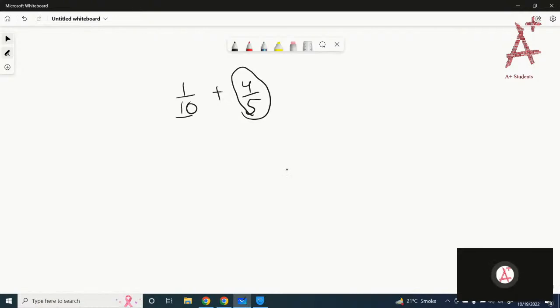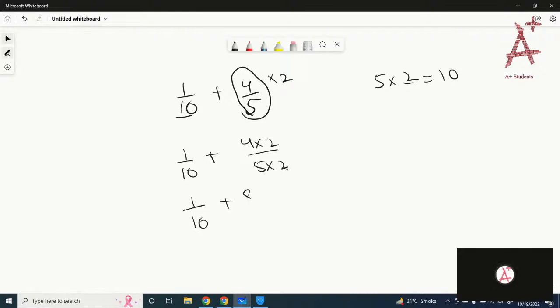So you have to think of a number. 5 times what number equals 10? 5 times 2 equals 10. So you need to multiply this fraction by 2. Got it? So 1 by 10 plus 4 times 2 divided by 5 times 2. So 4 times 2 is 8 and 5 times 2 is 10. Now they have like denominators, simply add their numerators. So 1 plus 8 is 9 over 10.